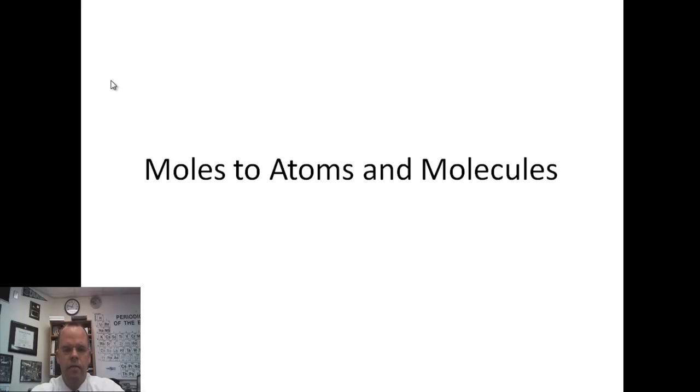Okay, in this next piece of the chapter, we're going to look at the conversion of moles to atoms and molecules, or from atoms and molecules back to moles. This is the first conversion out of the mole unit that we spent a lot of time in class today in our discussion learning about and getting a basic understanding of the mole unit.